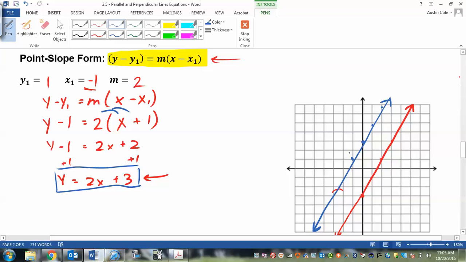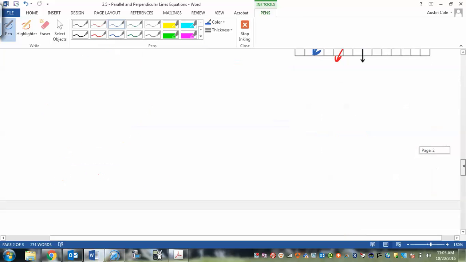Isn't this negative 1, 1, Hannes? Yeah. You were thinking it was a different point? Yeah, I thought it was a different point.